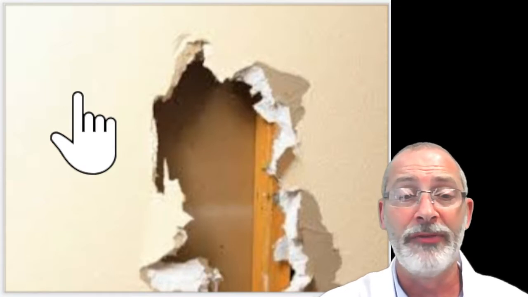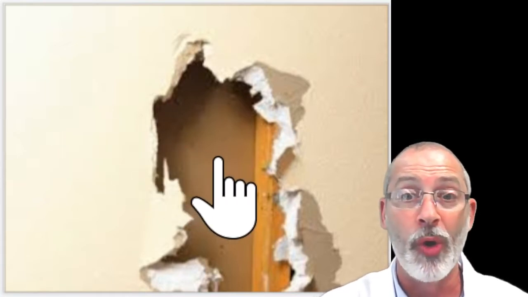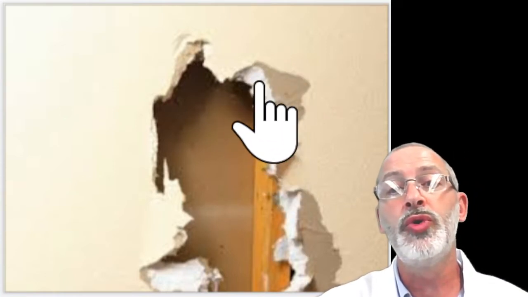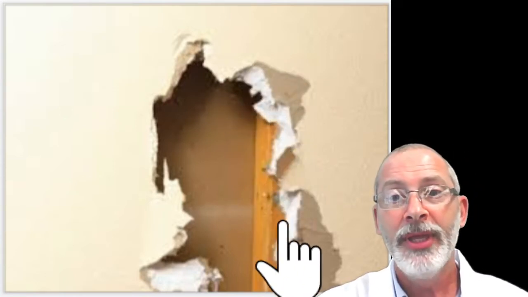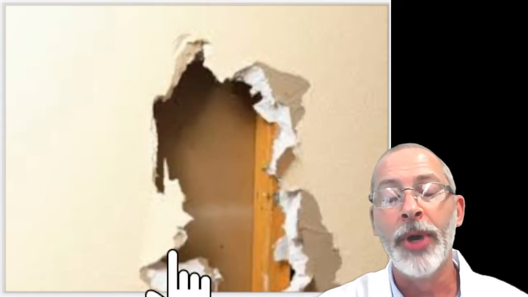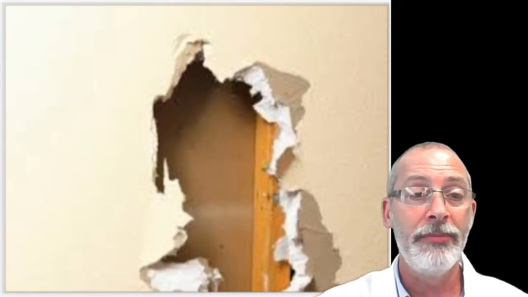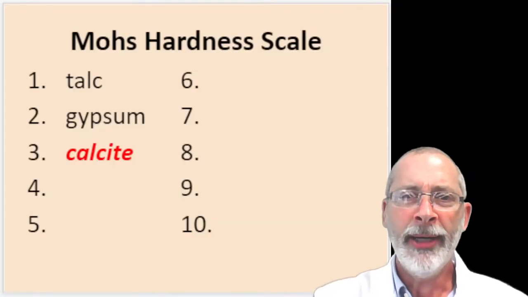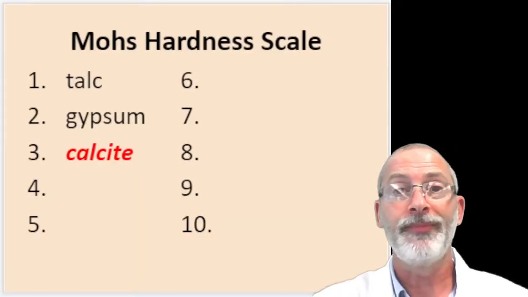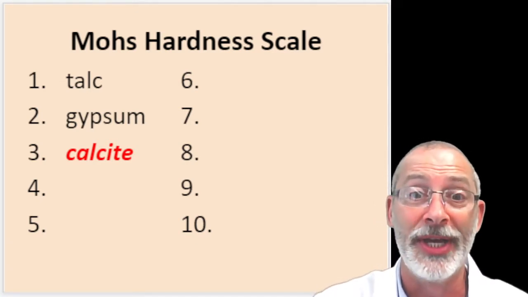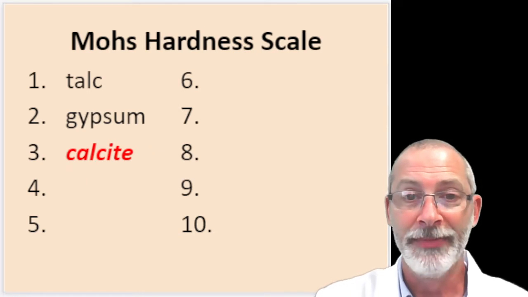Now, hopefully, none of you have ever been angry enough to punch a hole through a wall. If you did, you would expose the gypsum, the second softest mineral on Mohs scale, which is what many of our homes are actually made of. Number three, calcite. Calcite is rather interesting.